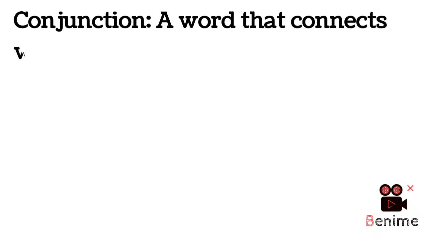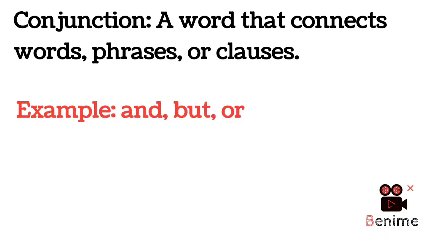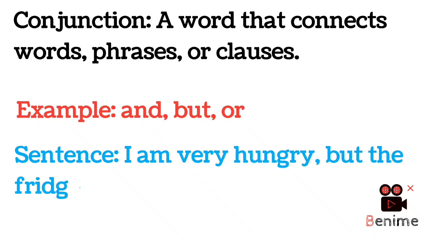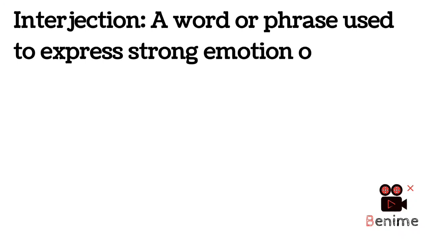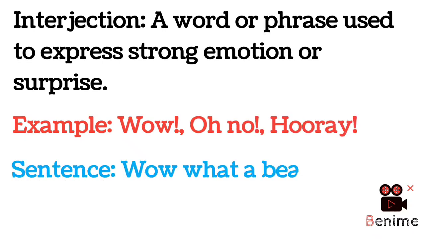Conjunction: a word that connects words, phrases, or clauses. Example: and, but, or. Sentence: I am very hungry, but the fridge is empty. Interjection: a word or phrase used to express strong emotion or surprise. Example: wow, oh no, hooray. Sentence: wow, what a beautiful car.